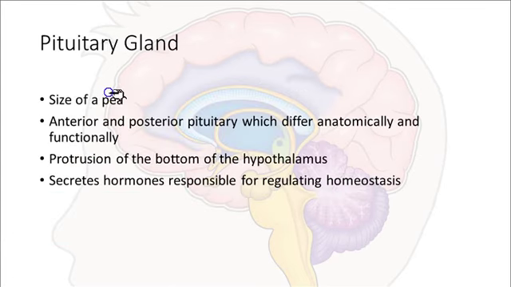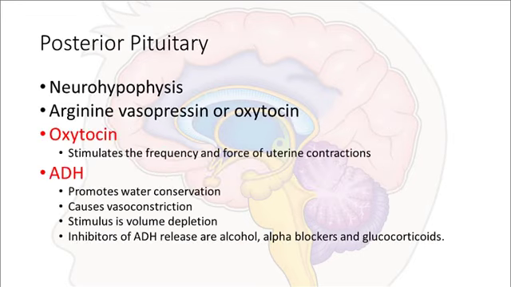Your pituitary gland is the size of a pea. The anterior and posterior pituitary, which differ anatomically and functionally, protrude at the bottom of the hypothalamus and they secrete hormones which are responsible for regulating homeostasis.